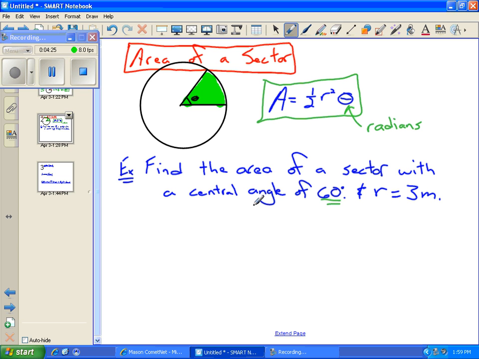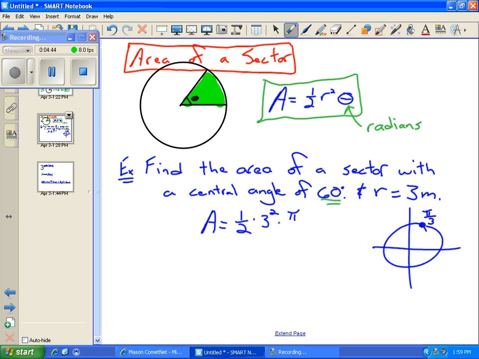So let's find the area. I'm going to plug in what we know. So we got 1/2 times 3 squared, times 60 degrees. In the unit circle, if you remember, 60 degrees is right about there. That's pi over 3 radians. Okay, times pi over 3.